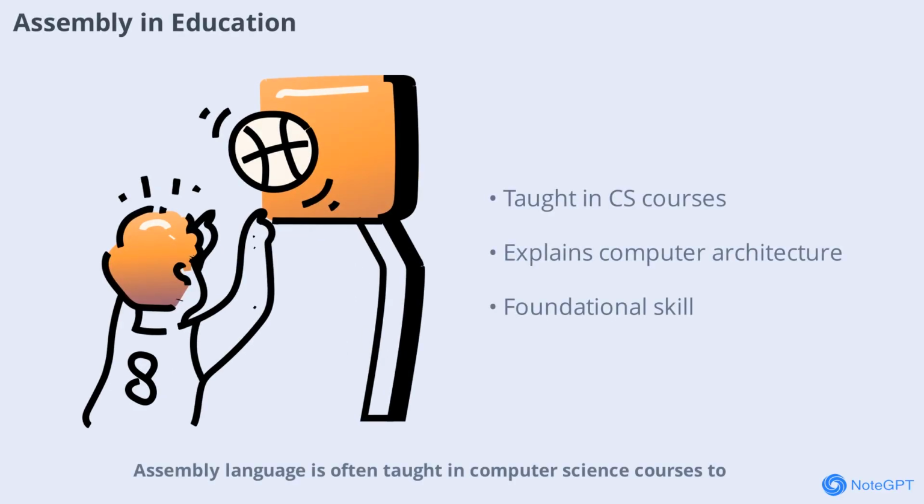Assembly language is often taught in computer science courses to help students understand how computers work at a low level. Learning assembly provides valuable insights into computer architecture, operating systems, and the inner workings of software. It's a foundational skill for anyone pursuing a career in computer science or engineering.